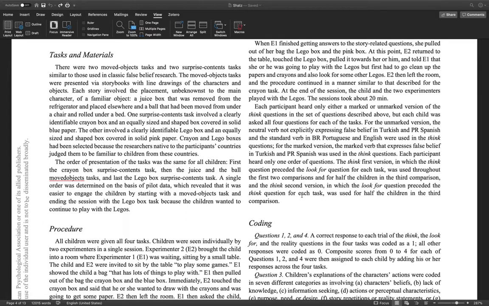Cool. Each story involved a placement, unbeknownst to the main character, of a familiar object, a juice box that was removed from the refrigerator and placed elsewhere, and a ball that had been moved from under a chair and rolled under a bed. Let's just take a break. If you are a kid and you remember the juice box being in the fridge, that's where you're going to look. But if your brother took it and put it in the cooler, you're not going to look in the cooler. So one of the things they're going to look for is does expressing these ideas in different languages lead to an improvement on folks saying, look in the refrigerator after they know that the brother moved it to the cooler?